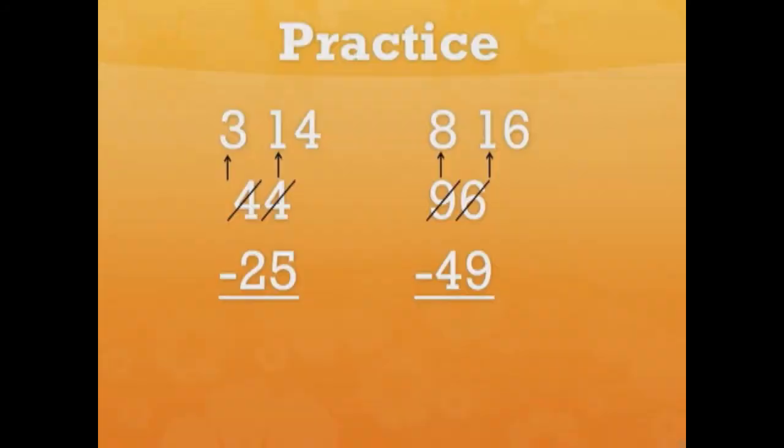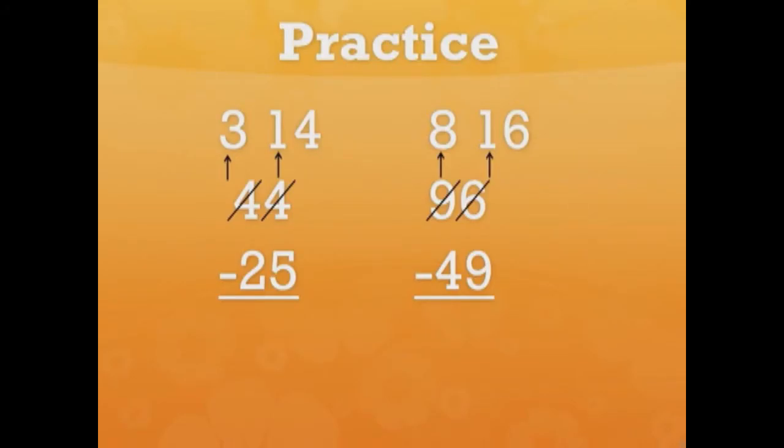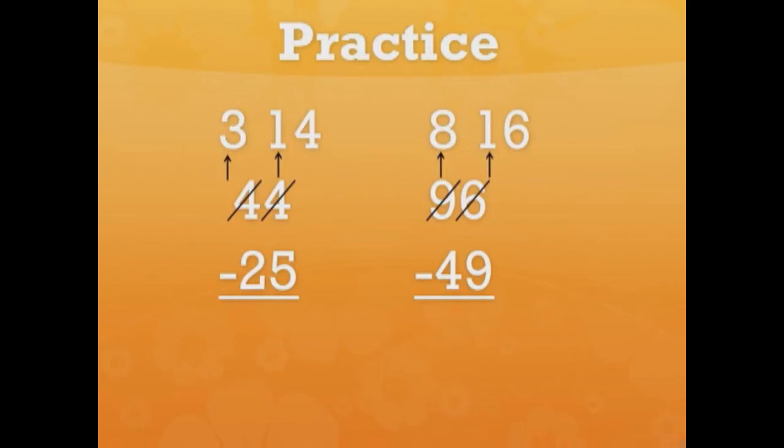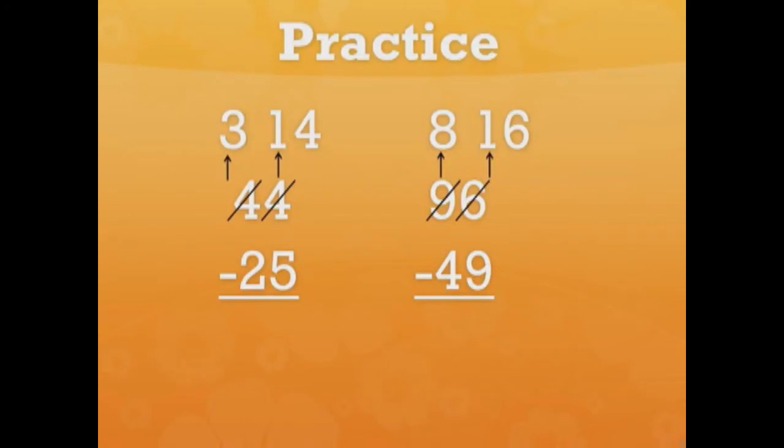In the second problem, we have 9 on the bottom and 6 on top. We have to go over to the 9 that's on top and borrow 10 and make it an 8. We give that 10 to the 6, making it 16, and then we subtract 16 minus 9, and then 8 minus 4. And that should give us our answer for that one.